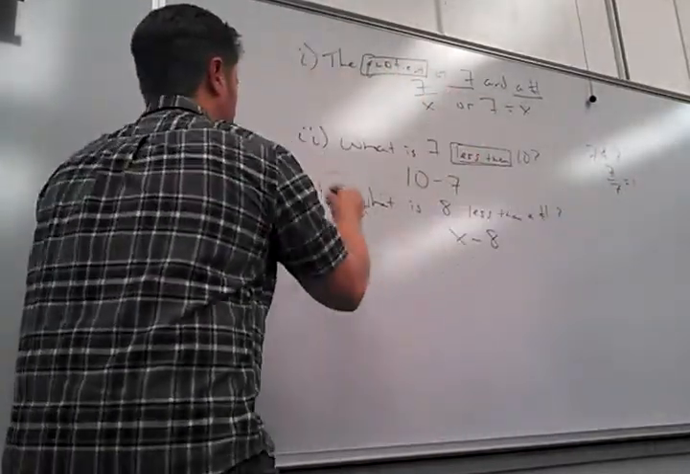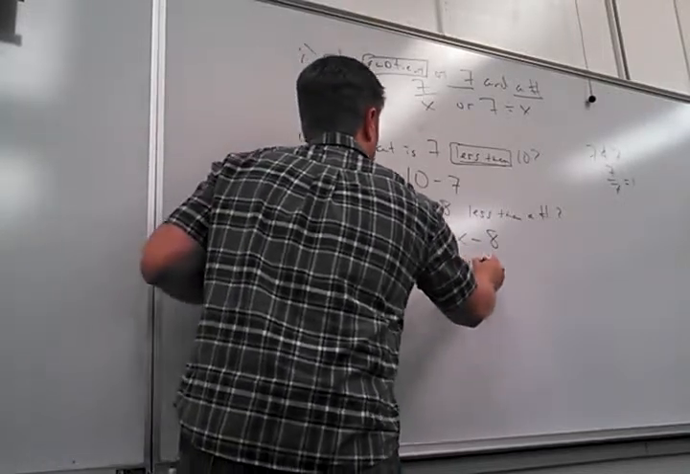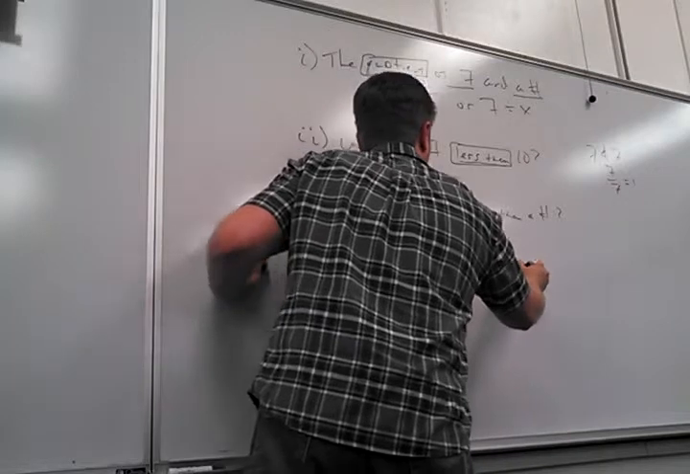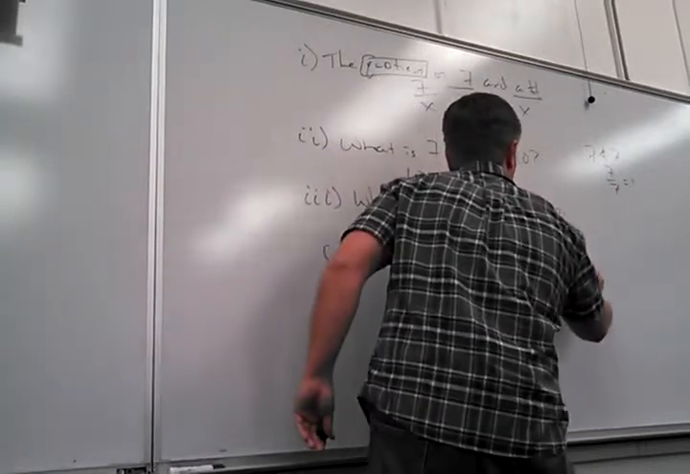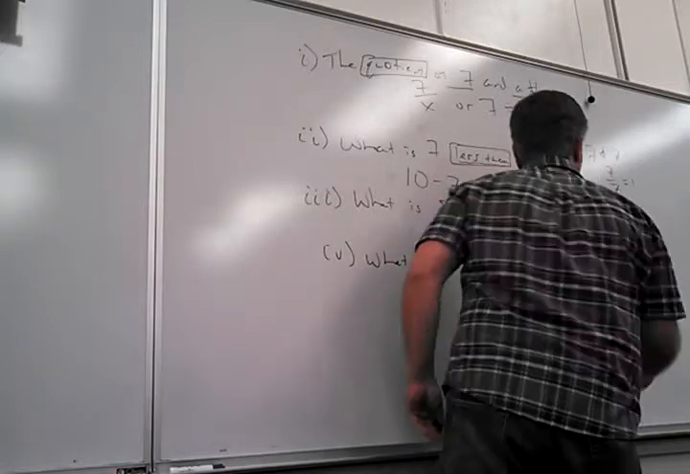But if I see something like, what is the difference between 8 and a number? How would I write that?